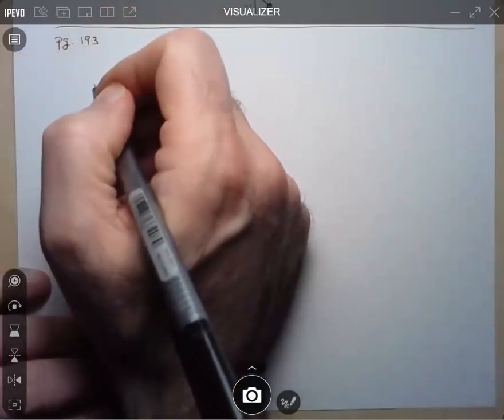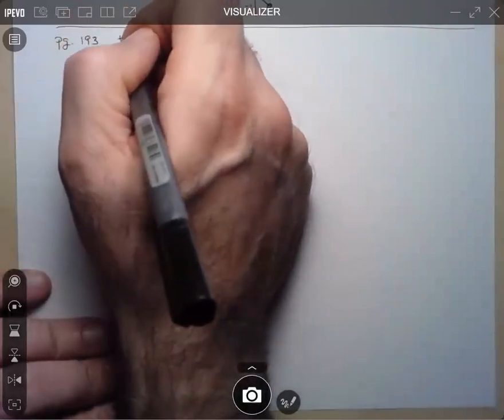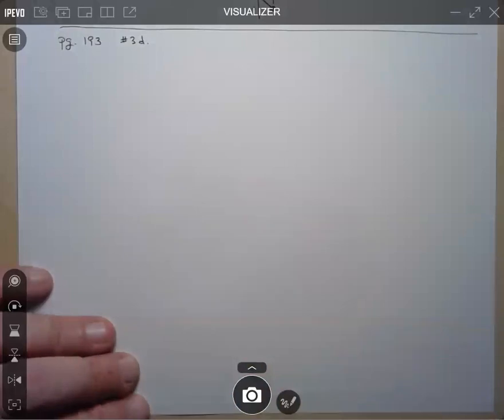So the first one is 3D. All right, so let's take a look at 3D, which says evaluate the limits as x goes to positive and negative infinity of the function, which I'll give in a second.